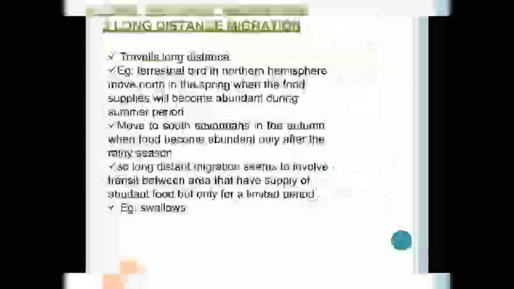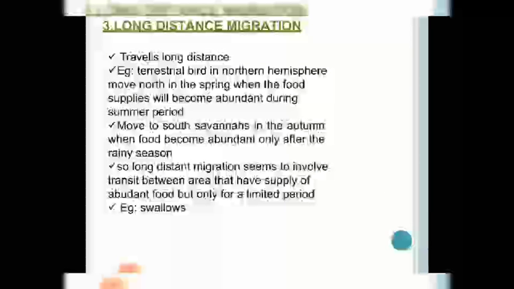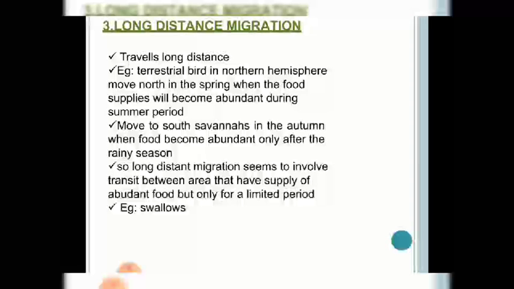So next is long distance migration. In long distance migration, usually birds and mammals are involved. As I was discussing about the birds, they move from the northern hemisphere to the southern hemisphere during cold conditions in search of food or in search of mating. So these are the organisms that come under long distance migration. Examples are swallows. Usually they move to the southern savannas in autumn, and only when the food becomes abundant do they come back.